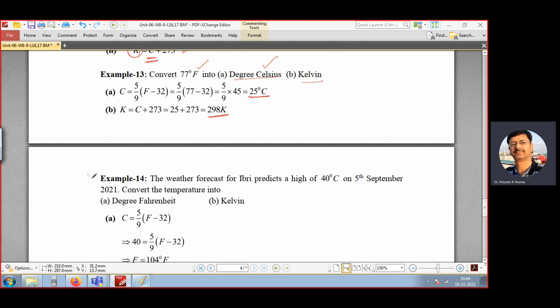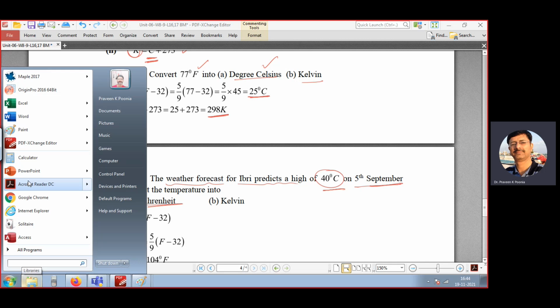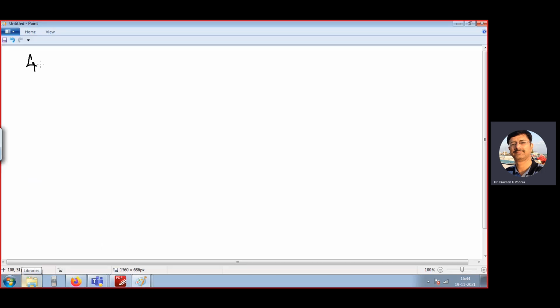Now let's read question number 14. The weather forecast for Ibri predicted a high of 40 degrees centigrade. What is the temperature they have given? 40 degrees Celsius on 5 September. Change this temperature into Fahrenheit. So the temperature given is 40 degrees Celsius, and you need to change this into Fahrenheit. So how will we change? Same formula: C equals 5 divided by 9 (F minus 32).